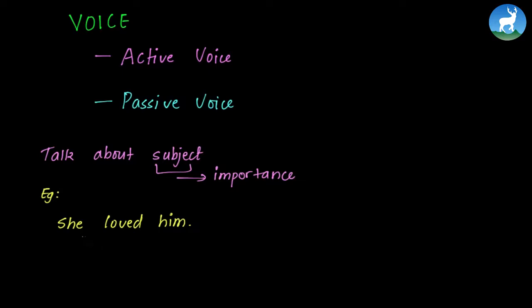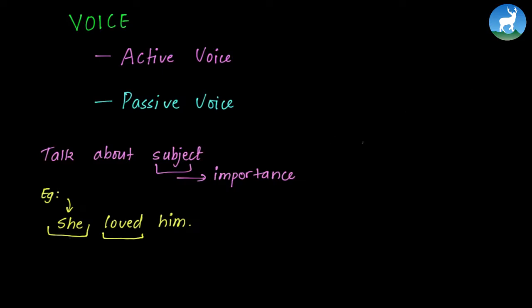Now in case of active voice, subject is typically the person or thing performing the action, which is important. So the subject is important here, and the action can take a direct object. In case of active voice, we talk about subject, and this subject holds importance in the sentence. For example, she loved him. Now here we have the subject, she, and the action is loving someone. Here, she holds more importance than loves him.